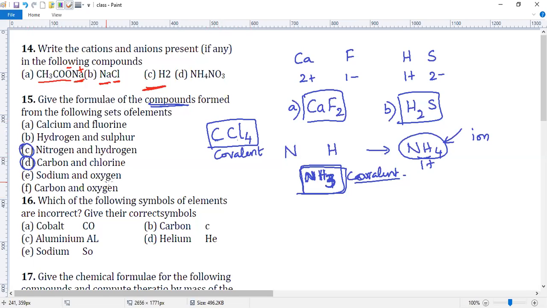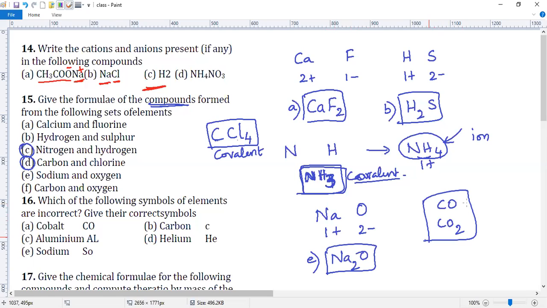Sodium and oxygen is the next part. Sodium is Na, oxygen is 2 minus. Sodium is 1 plus, oxygen 2 minus. So cross it and Na2O will be your answer. So this is the answer for subdivision E. The next one is carbon and oxygen. Carbon and oxygen form what type of compound? They form a covalent compound. Either it could be carbon monoxide or carbon dioxide.